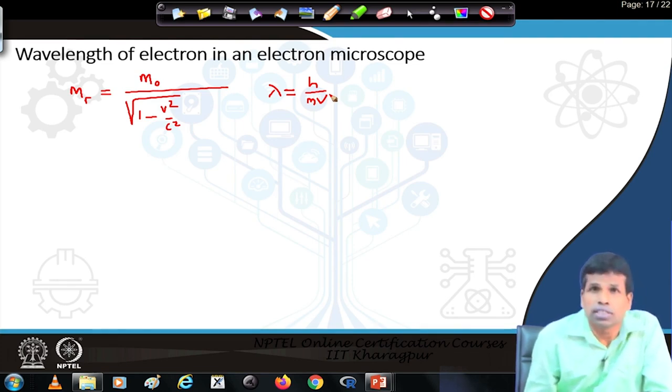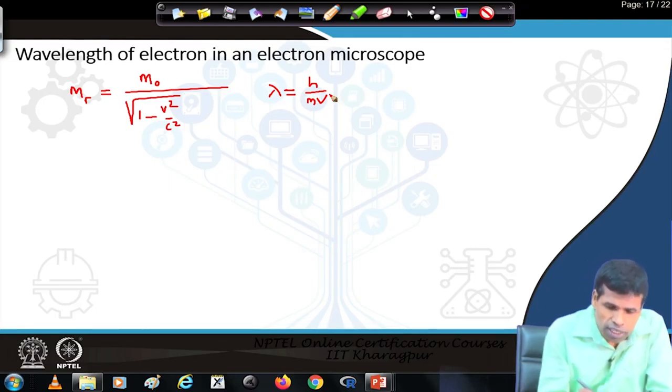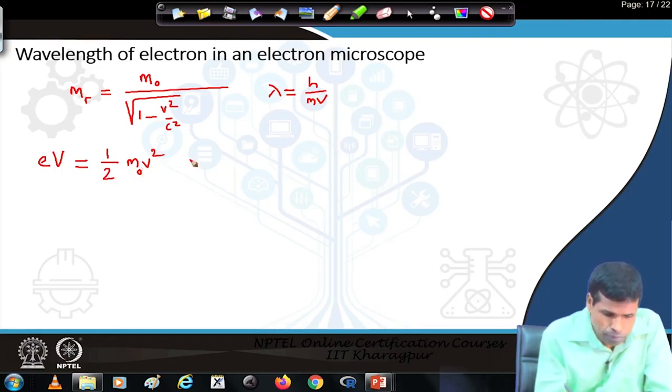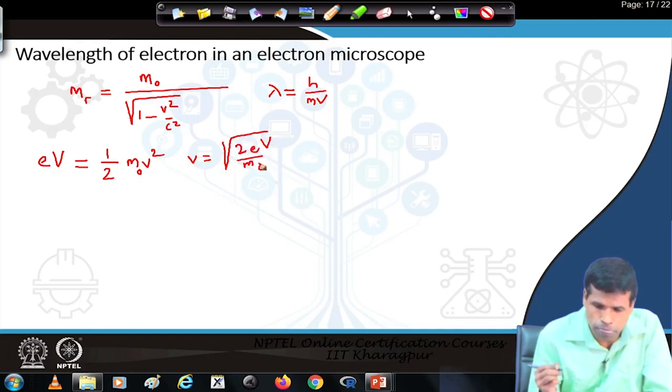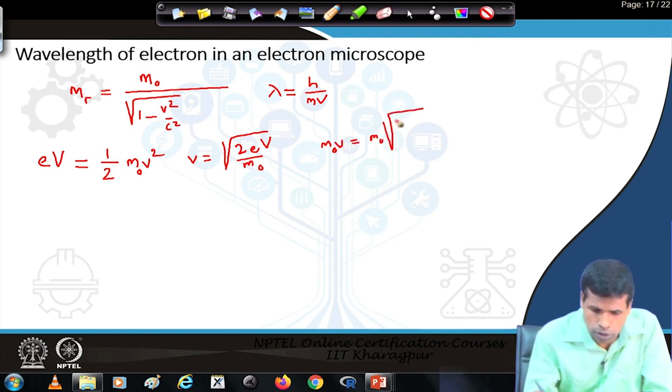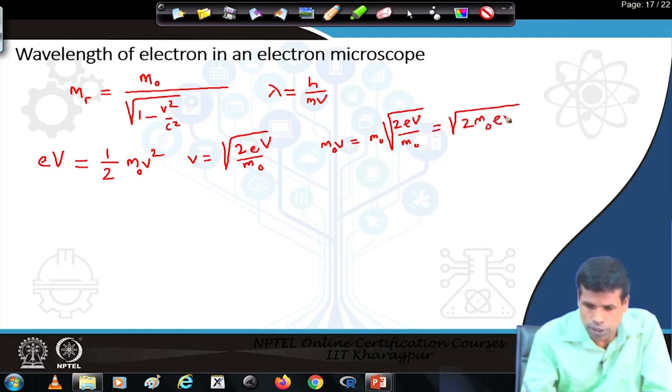And if we apply a potential difference in the electron microscope, we impart momentum to the electrons, thus giving kinetic energy to the electrons. Thus we can write that potential energy eV is equal to half m v squared, where m is, let us say, m_0, the rest mass. Then v is equal to the square root of 2eV divided by m_0. Then m_0 v is equal to m_0 times the square root of 2eV divided by m_0, which is nothing but the square root of 2 m_0 eV.